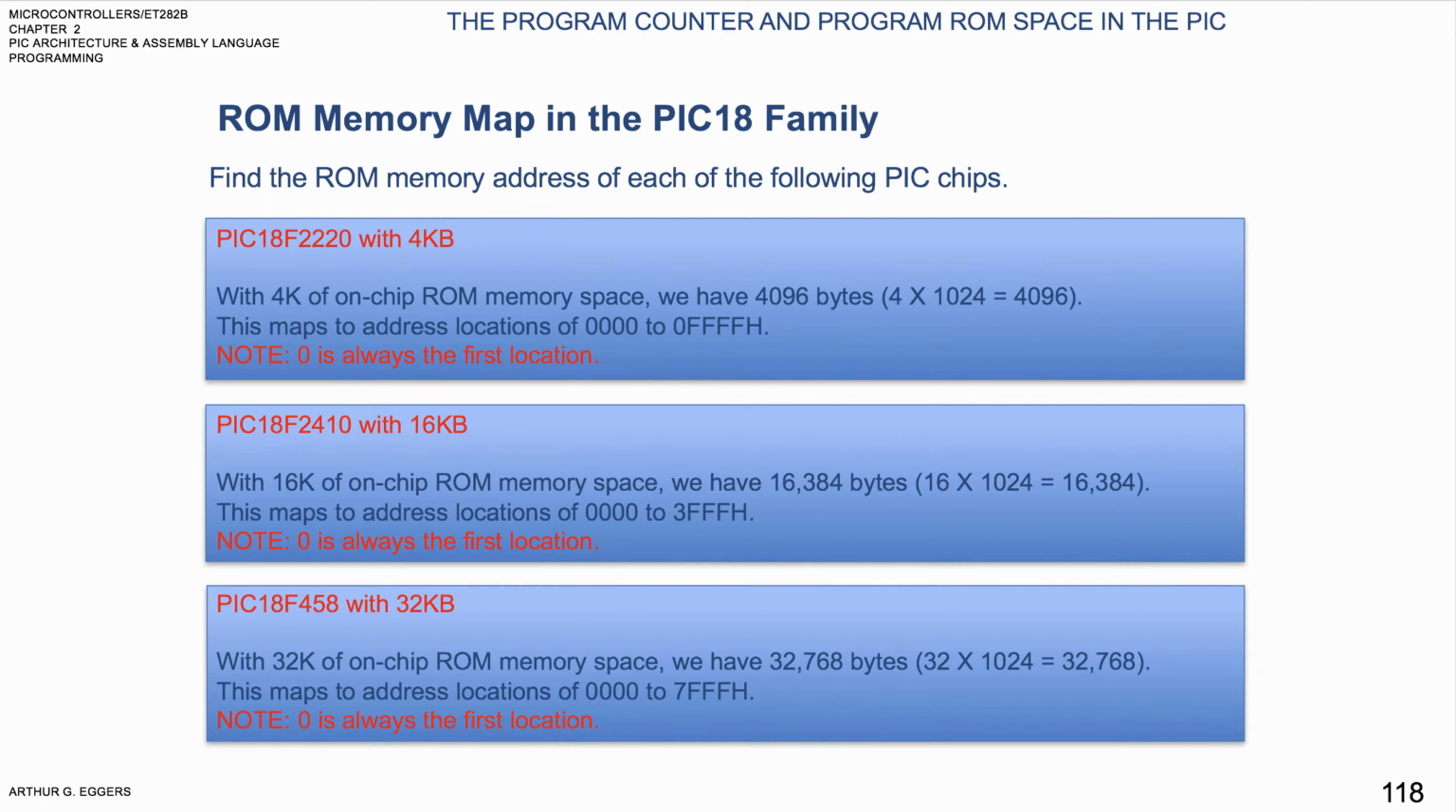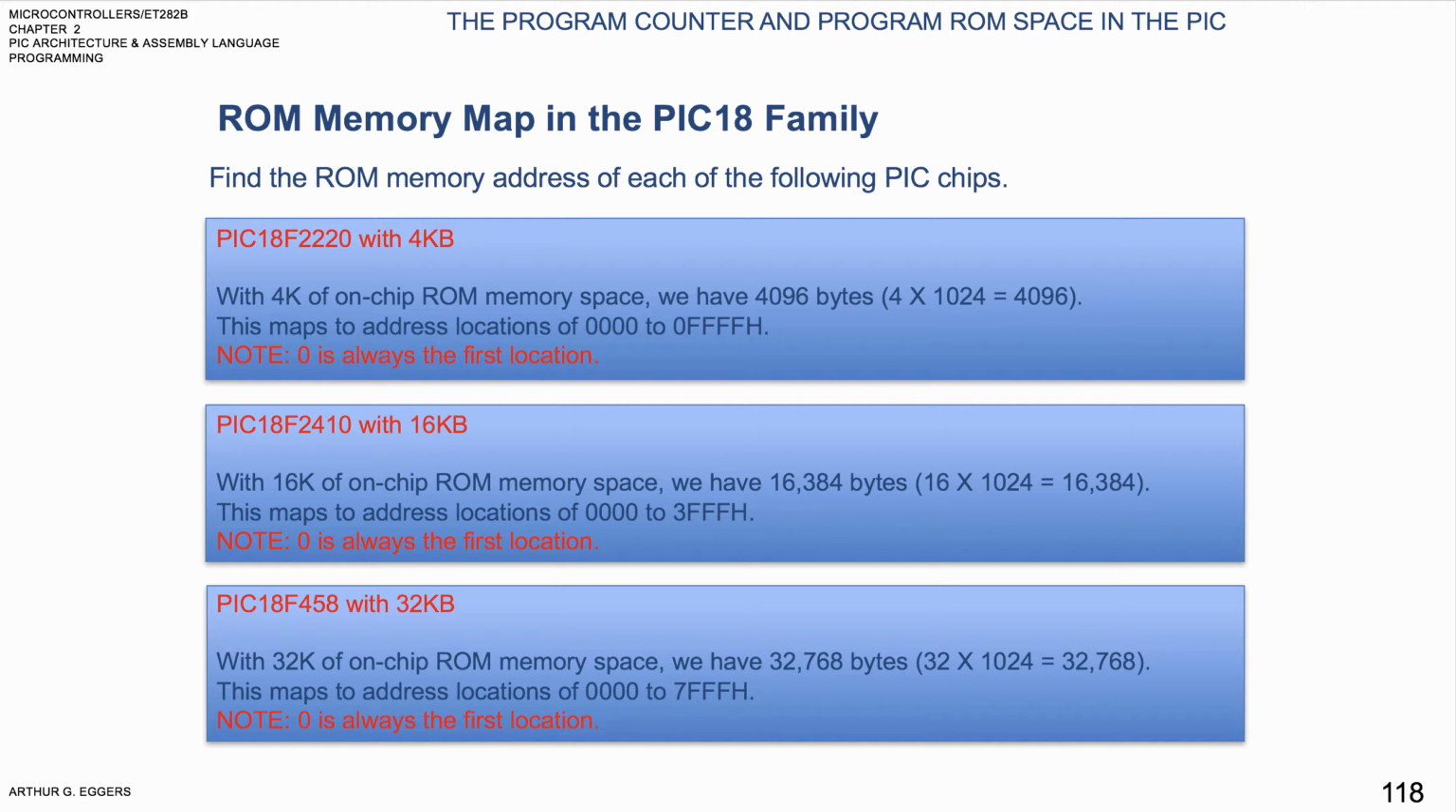As we just saw, some family members have only a few K of on-chip ROM, such as the PIC-18F2220, and some, such as the PIC-18F6680, have 64K of ROM. The PIC-18F458 has 32K of on-chip ROM.